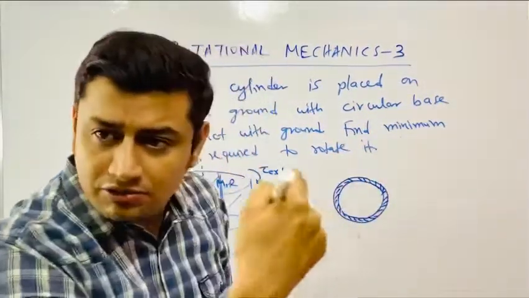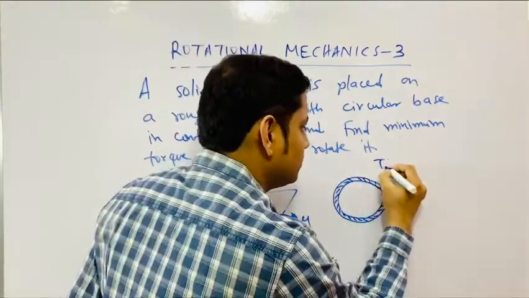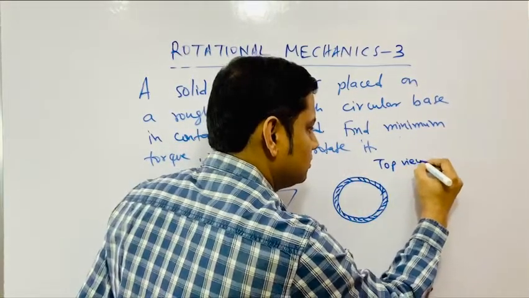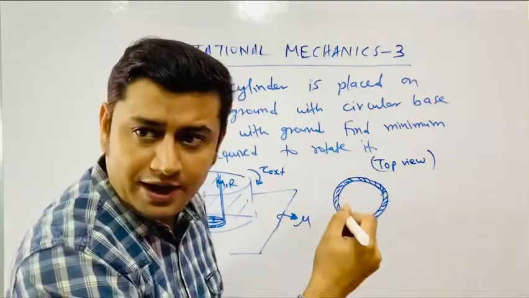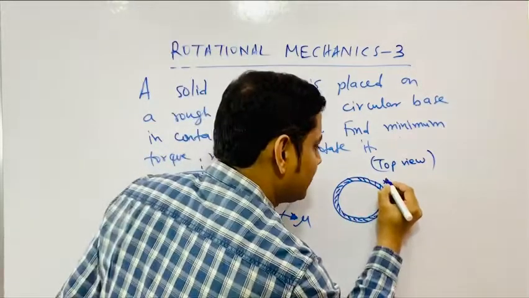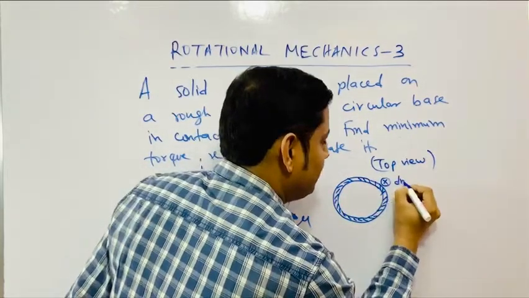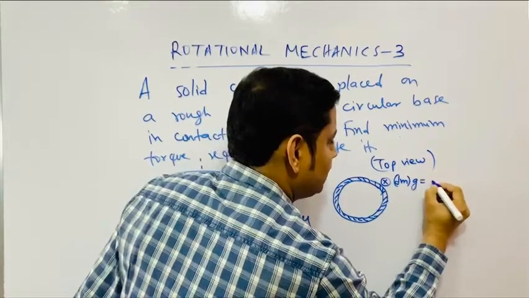So tell me, what is the weight here? On this part, this is the top view. On this part, the weight is inward. What is inward weight? Inward weight is dm into g, and that is equal to normal, dm.